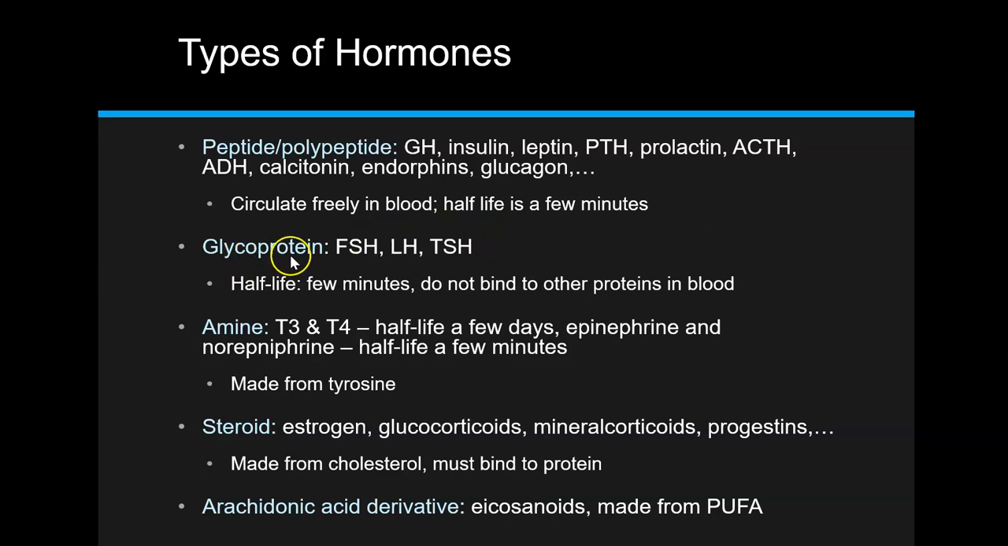There are glycoproteins, so those are protein sugars. FSH, LH, and TSH are the three glycoproteins. Their half-life is also a few minutes, and they also do not bind to other proteins in the blood because they are water-soluble. Then you have your amines, like amino acids.